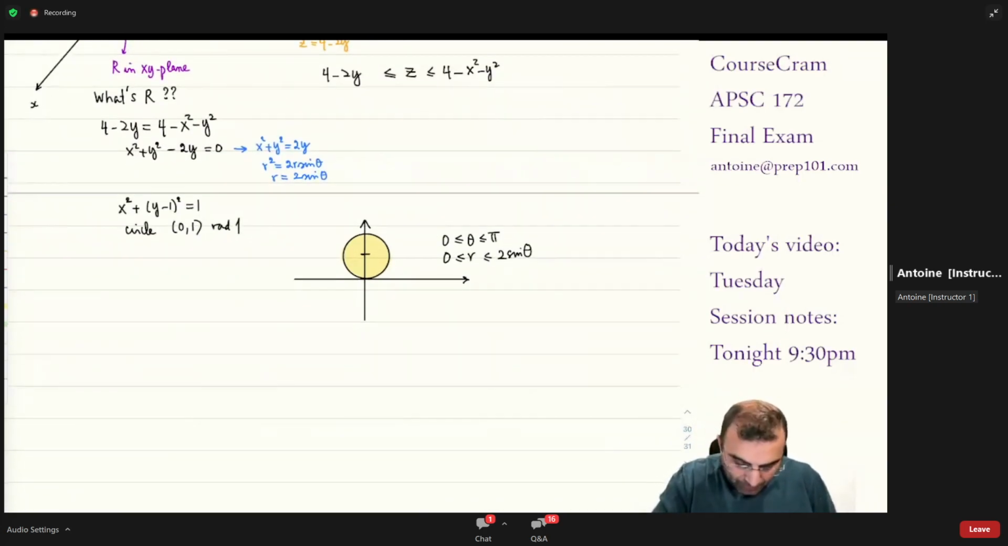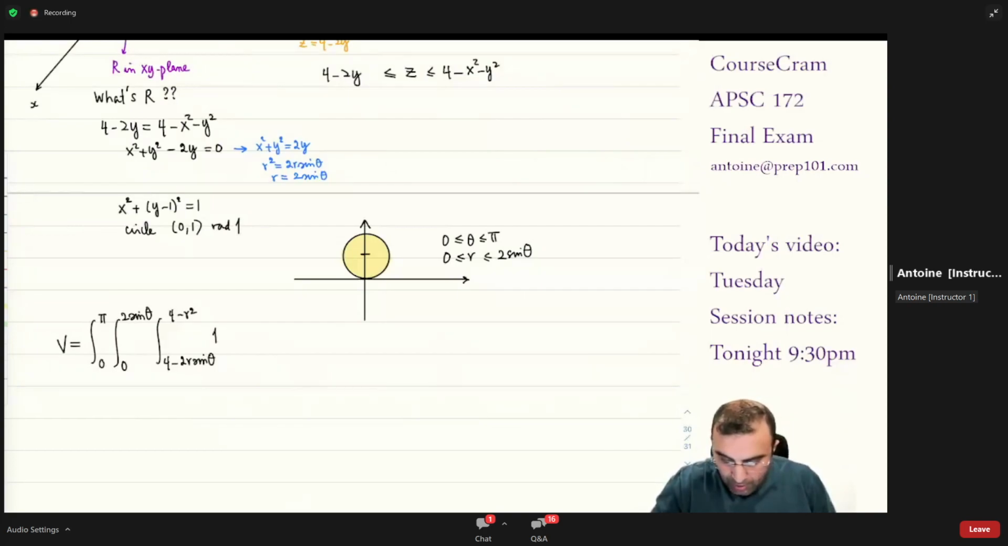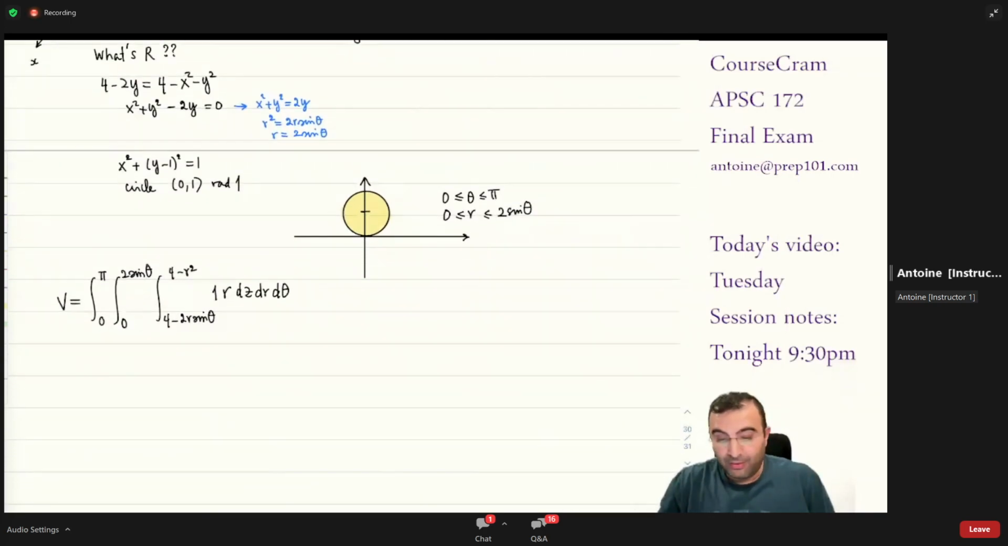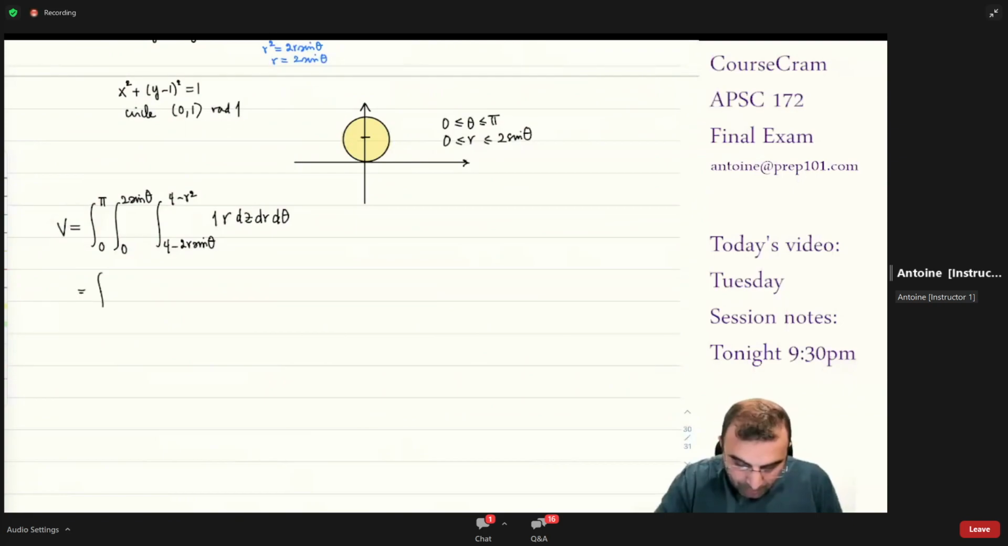So what's my volume? My volume is theta from 0 to pi, r from 0 to 2 sine theta, and z from 4 minus 2r sine theta to 4 minus r squared, 1 r dz dr d theta. So now the integration is a little bit annoying. Let's go and do a couple of steps, not all of it. Hopefully we get to something that's simple.